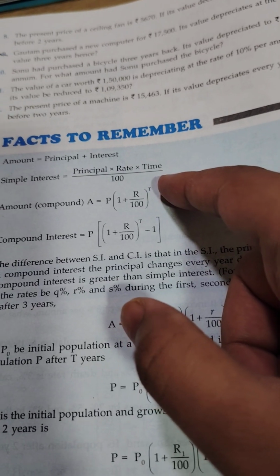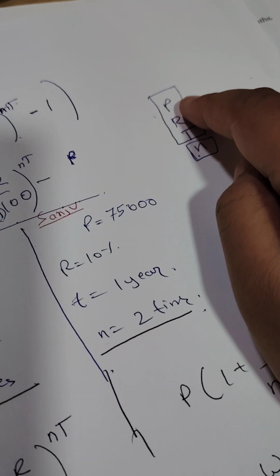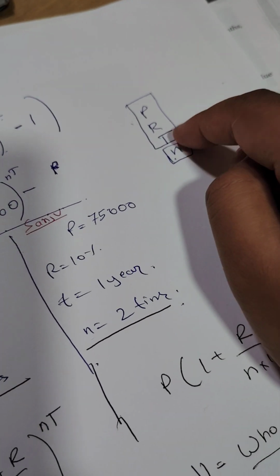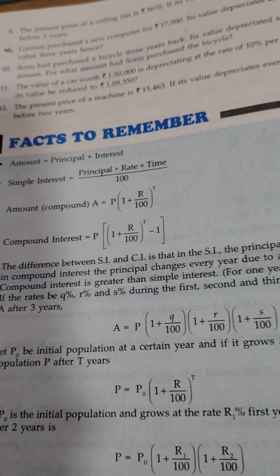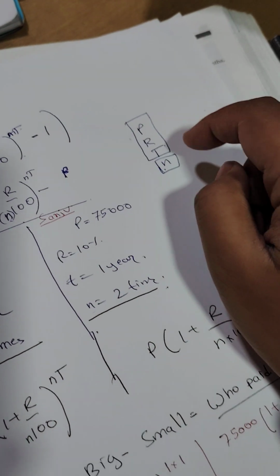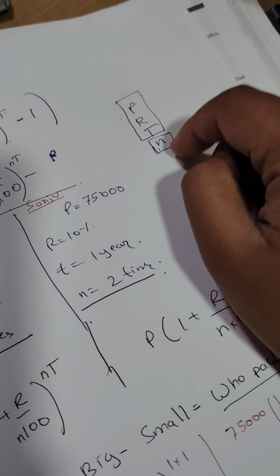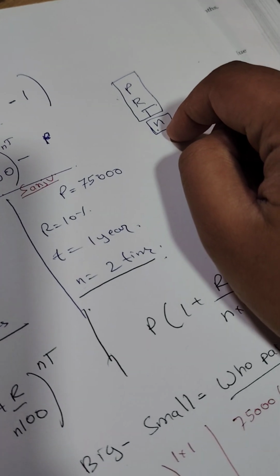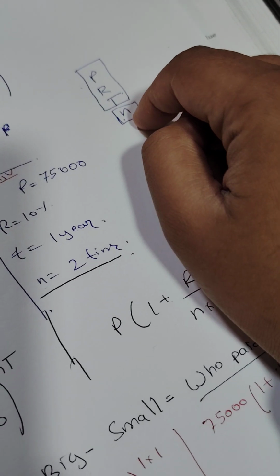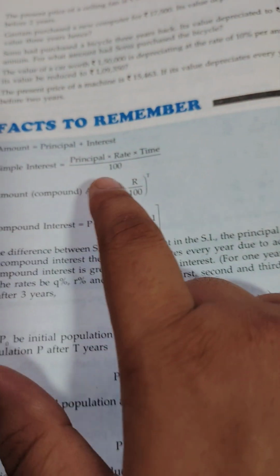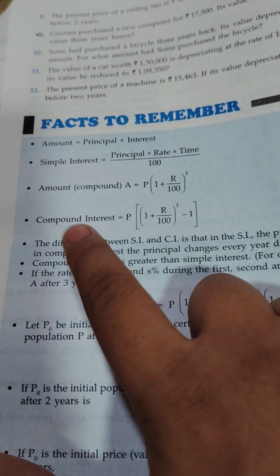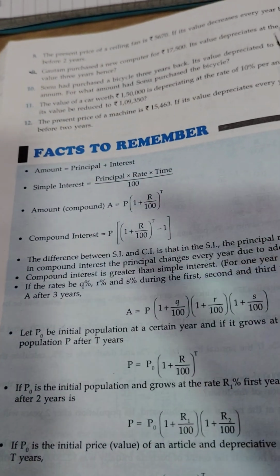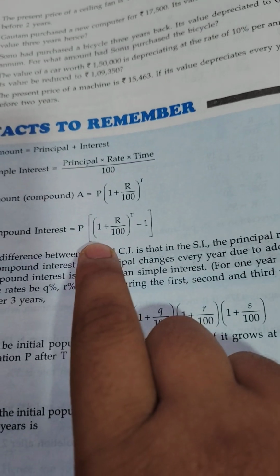We have to keep in mind that P is principal, R is rate of interest, T is time in years, and there is N. Your book doesn't give N, but I'll give N because that will help you solve much harder questions much quicker. What is N? Number of payments in a year. So if I want to find the amount, this is the formula, and if I want to find just the interest amount, then this is the formula.